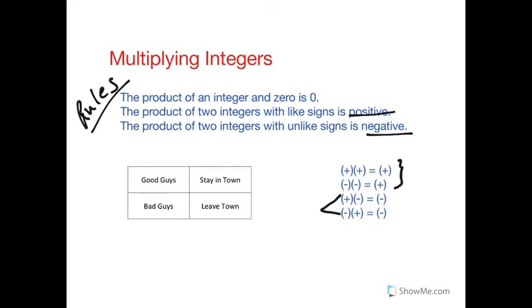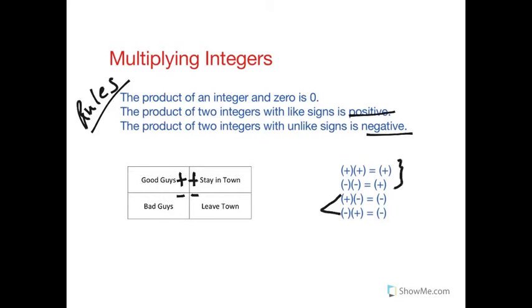And I've got this cutesy little thing that helps students remember, and they actually tell me they like this. Think of the good guys as being a positive sign, and staying in town as a positive direction. Bad guys would be negative, and leaving town a direction of negative. If the good guys stay in town, that's a good thing: a positive times a positive is a positive. If the good guys leave town, that's a positive times a negative, and that's a bad thing.